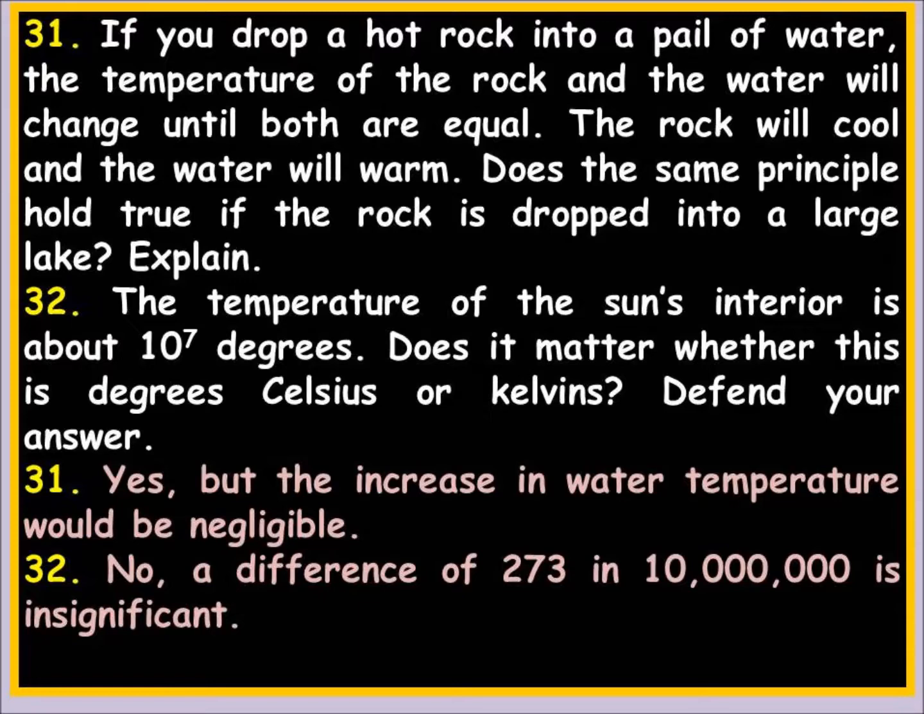The temperature of the sun's interior is about 10 million degrees. 10 to the 7th is 10 million. Does it matter whether this is degrees Celsius or Kelvin? Defend your answer. No. A difference of 273 in 10 million is insignificant unless you're insistent on using 8 or more significant figures, which would be absurd. So with a number that large, 10,273 is not particularly important.